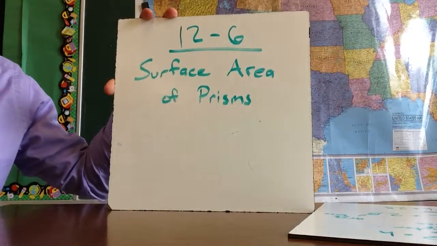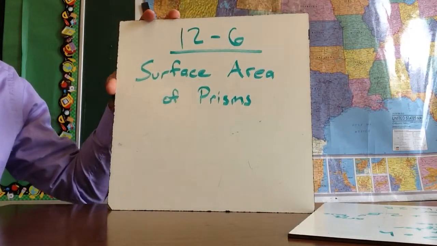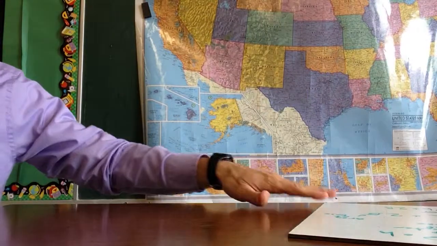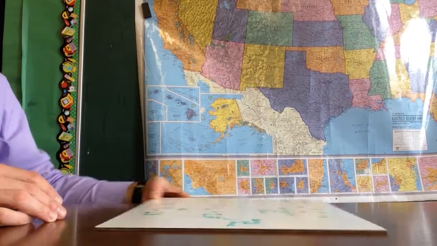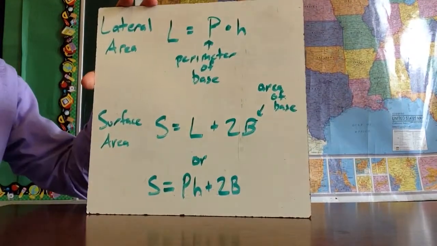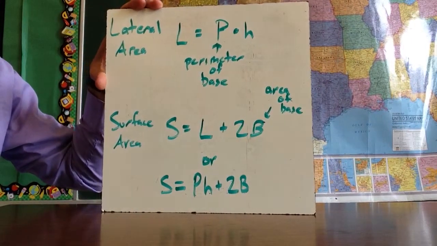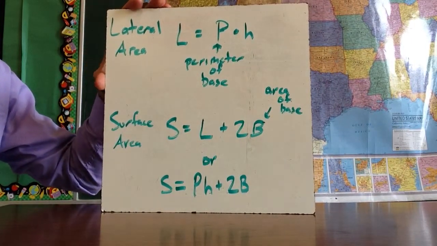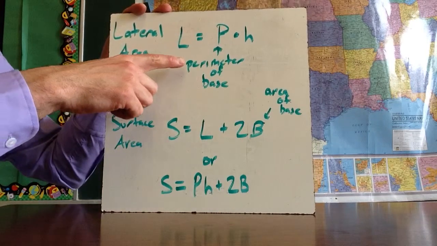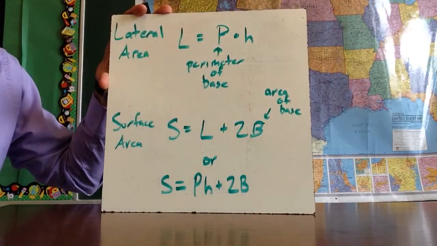This video will discuss chapter 12.6, surface area of prisms. So we're going to talk about lateral area and surface area. Lateral area is the area of the faces, not the bases, just the faces. And so the lateral area is the perimeter of the base times the height.